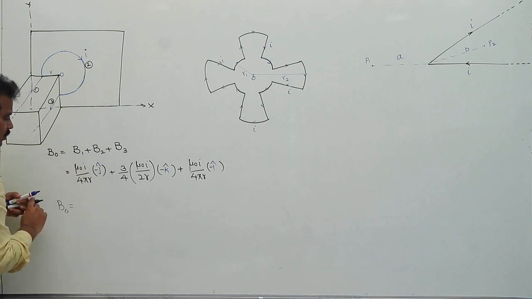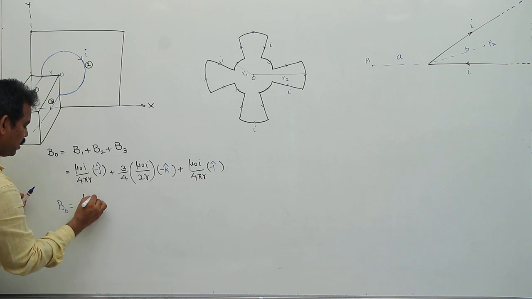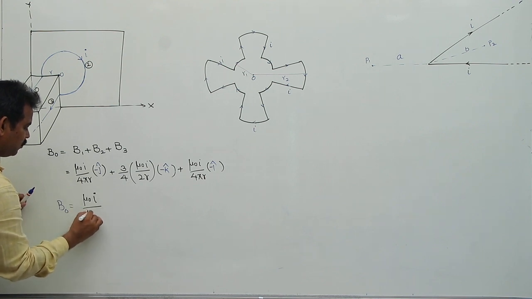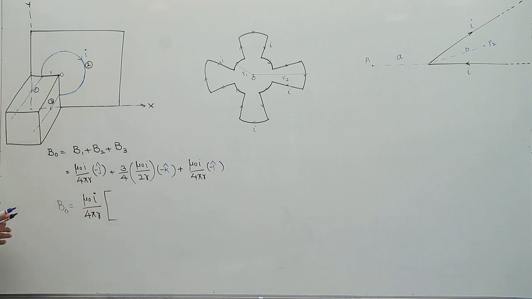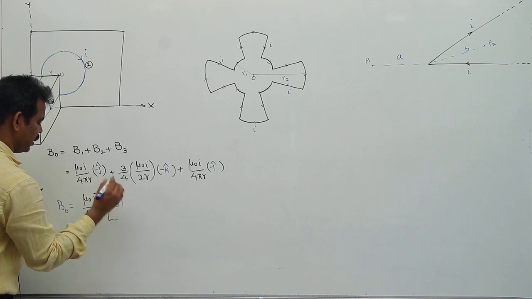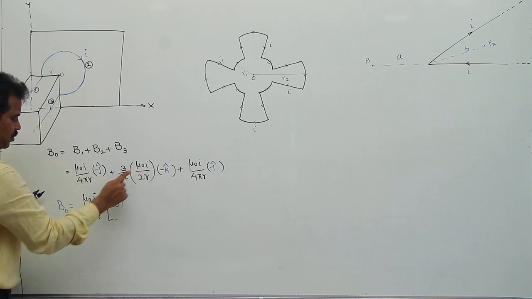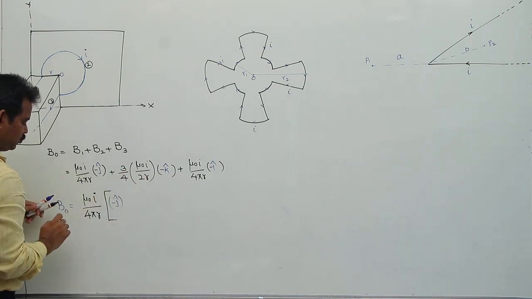Mu naught I is common, R is also common. You can write mu naught I by, I am going to take 2 pi R common. So what are the remaining terms? The first one will be minus j cap. The second one you can write mu naught I by 4R, 3 by 2 pi.